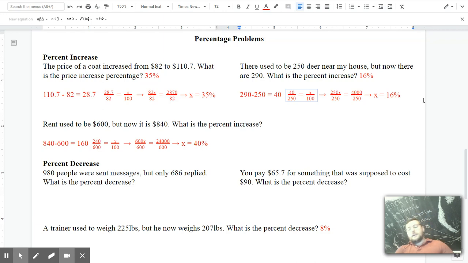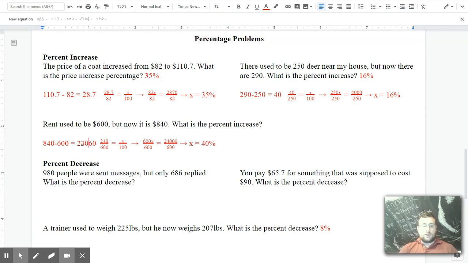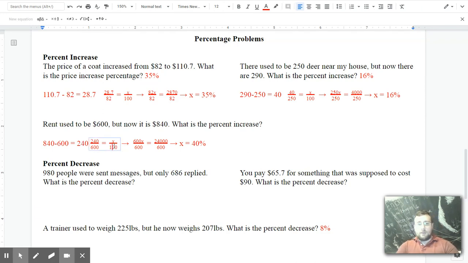840 is where it is now. It started at 600. The difference is 240. I don't know why it says 160 here. Quick correction, 240. All right. So if you use that 240 as your part, you can set up at 100% to the bottom, X on the top is what you're looking for. So then you put that percentage as an X.